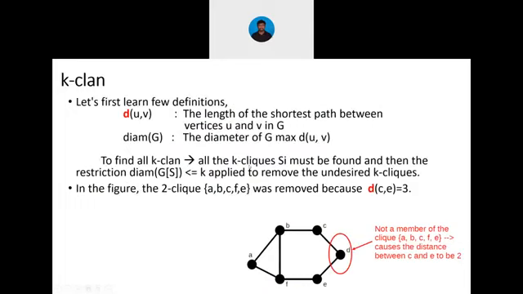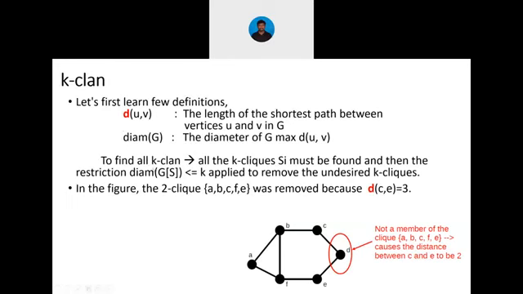Before entering into the k-clan, just go through the distance and diameter. We have studied that d(u, v) is the distance. The length of the shortest path between the vertices u and v in the particular graph is nothing but the distance. Diameter is the diameter of G, the max of the distances. So what is the maximum distance, considering the whole graph, to reach from a particular vertex to some other vertex? That is actually the diameter of a particular graph.